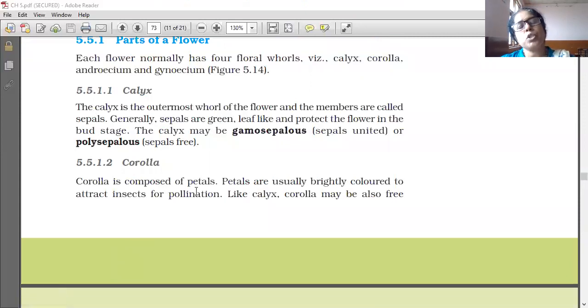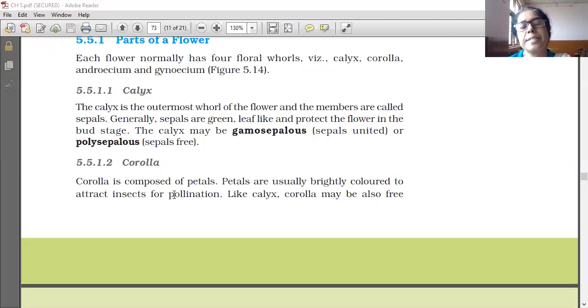Corolla is composed of petals only. Petals are usually brightly colored to attract the insects. What we are thinking, flower means petals only. So petal is one portion only. Because of the color, we think that petals are the flowers. So corolla is composed of petals. Petals are usually brightly colored to attract insects for pollination.